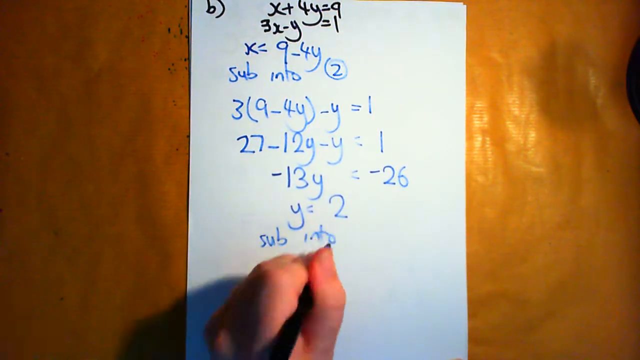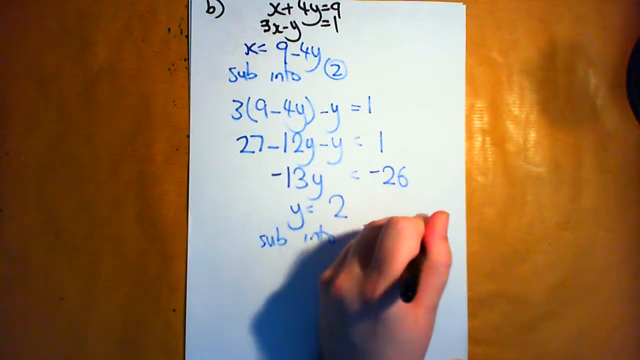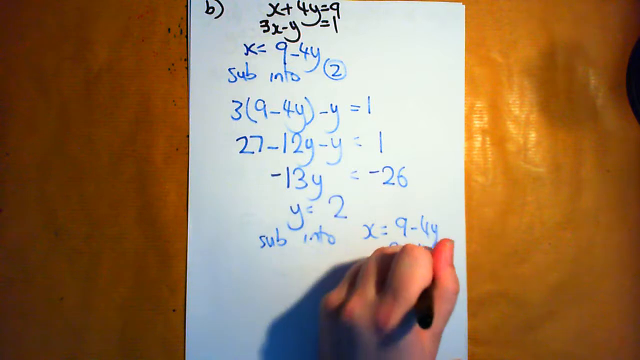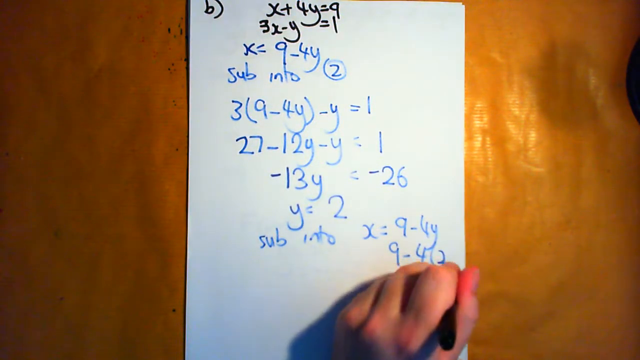And we'll substitute that into our rearrangement for x, which is 9 minus 4y. So we get x is 9 minus 4 multiplied by y, which we just found to be 2.